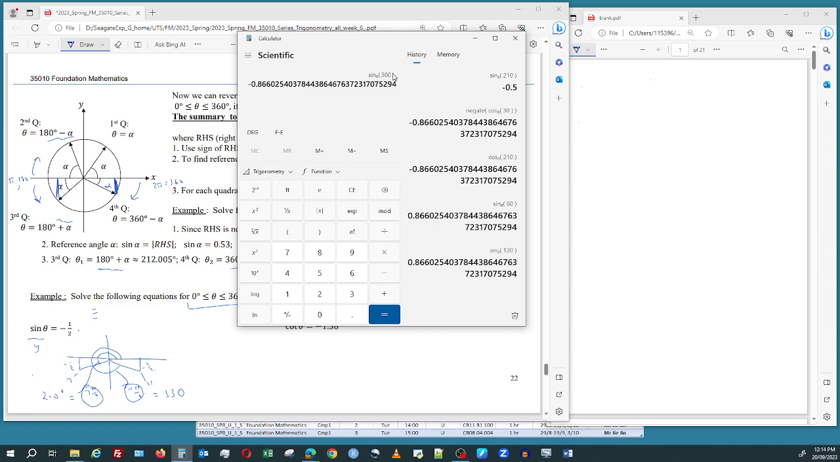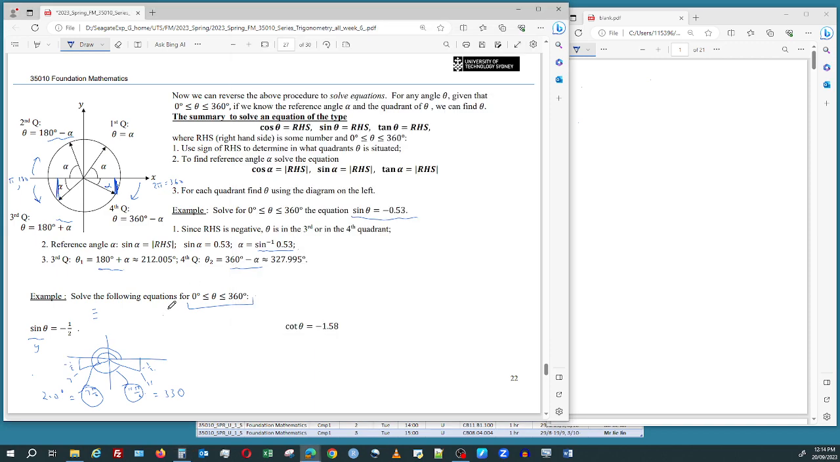Oh, I put in 300. Sorry, my bad. I panicked a bit then, didn't I? There it is there, forget that one, that's a mistake. So minus 0.5. So for that domain, there's two answers, 210 and 330. So the exact values trick continues to be in your favour.